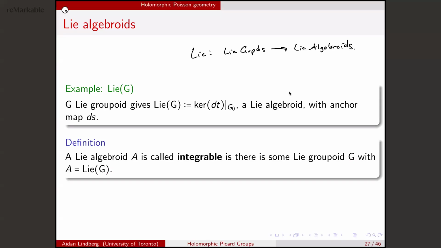And you might say, well, what's the point of this definition? Because shouldn't all Lie algebroids integrate to a Lie groupoid, just like for Lie groups? This isn't the case. There are examples of Lie algebroids which do not come from a Lie groupoid like this. You'll probably never see one, but they do exist.